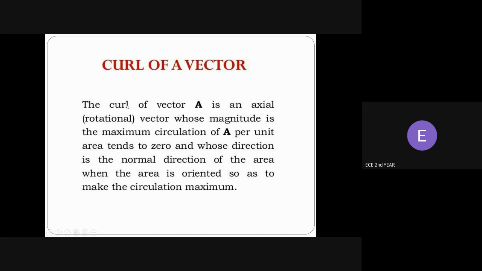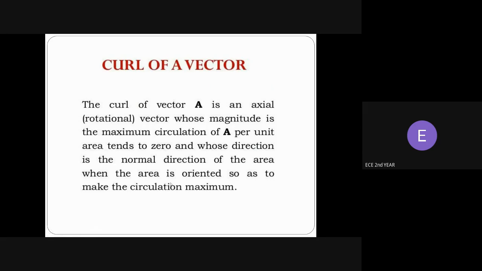So if you see the exact definition, the curl of a vector is an axial or rotational vector whose magnitude is the maximum circulation of A per unit area, as the area tends to zero, and whose direction is always normal to that particular area. That means if you take a particular area and take a curl at a point on that surface, it will always be in the perpendicular direction. That is given as the normal direction here, right? And the area must be oriented in the direction where the circulation is maximum.